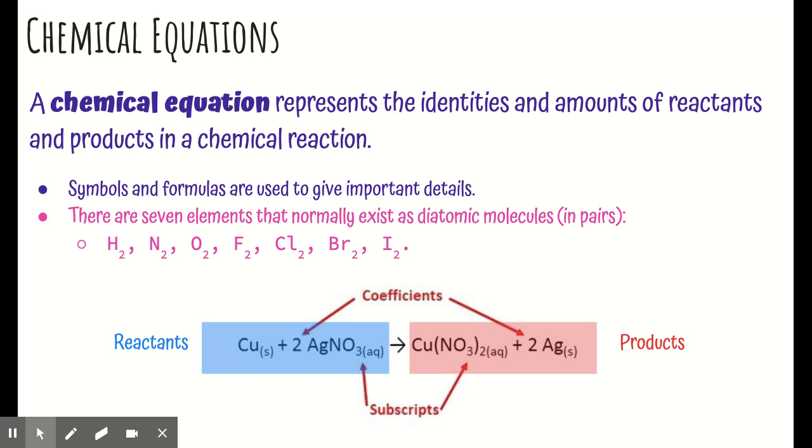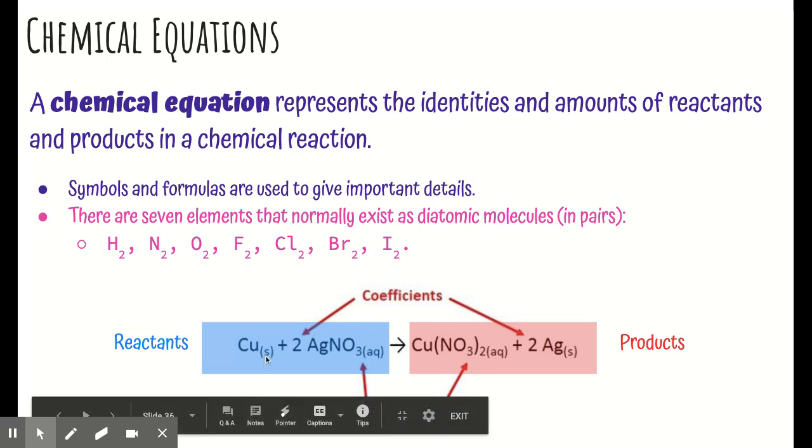So we are very familiar with subscripts. You guys know how to write and add in your subscripts when you're writing your formulas. But some other things you might not be quite as familiar with are the little abbreviations you see after each one. If you look here, after copper there's little parentheses and a lowercase s. After silver nitrate there is an aq. You come over here, there's an aq, and this was an s. Those mean something. That's telling us something.